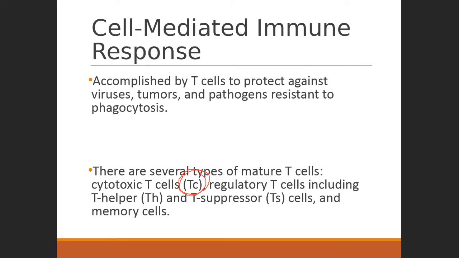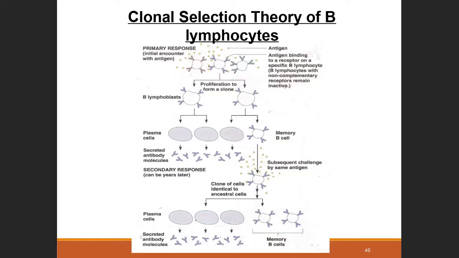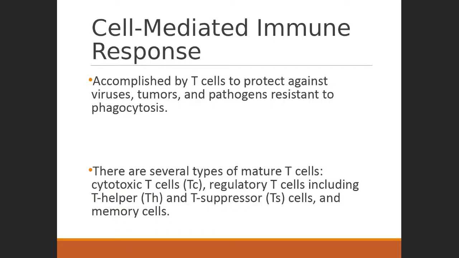T helper cells are going to be activators. We didn't mention it yet, but we even see T helper cells involved in our B cell activation. Part of this process here of triggering antibody production is going to be activated by the presence of a T helper cell. And of course, we also have memory cells involved with this process as well for that long-term immunity.